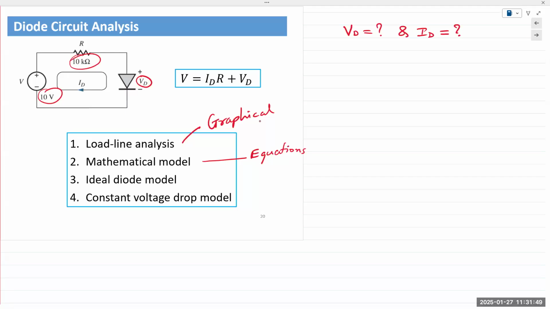Then there's the ideal diode model. It is by far the simplest of all techniques. This is my go-to technique when I first look at any kind of diode circuit. The ideal diode model is my go-to model. And then we have the constant voltage drop model, which is an extension of the ideal diode model.